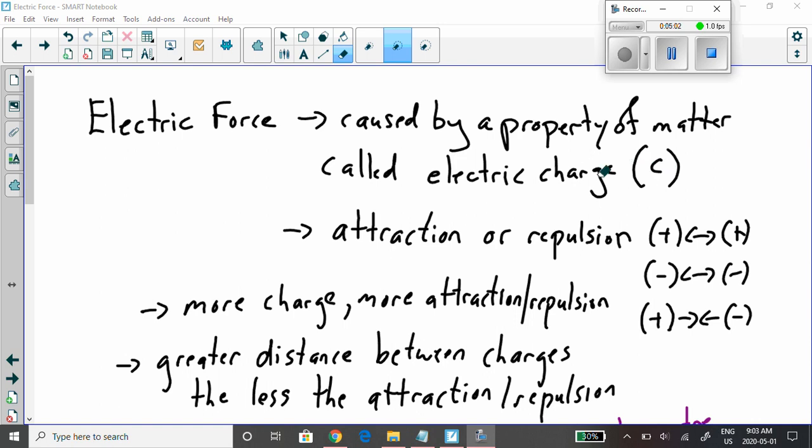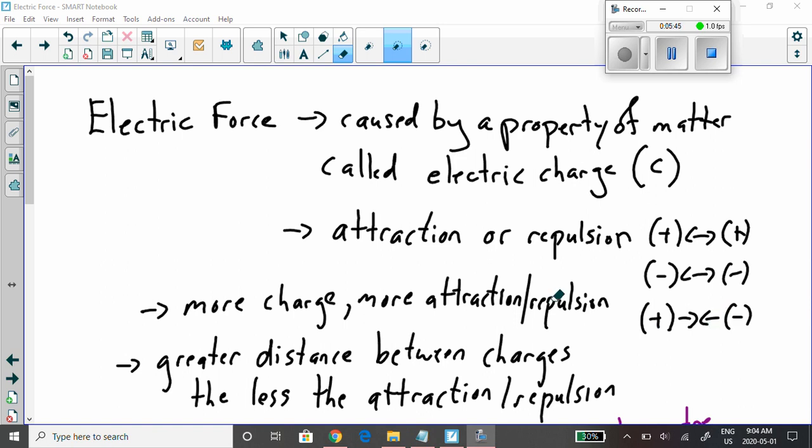The difference here with electric force is you can have attraction like you do for gravitational forces, but now you can also have repulsion. And that's because electric forces, which are caused by electric charges, right? Electric charges come in two kinds. So because they come in two kinds, you can have attraction or repulsion. If it's positive charge and another positively charged object, repulsion. Negatively charged object and another negatively charged object, repulsion. Positively charged object, negatively charged object, attraction.